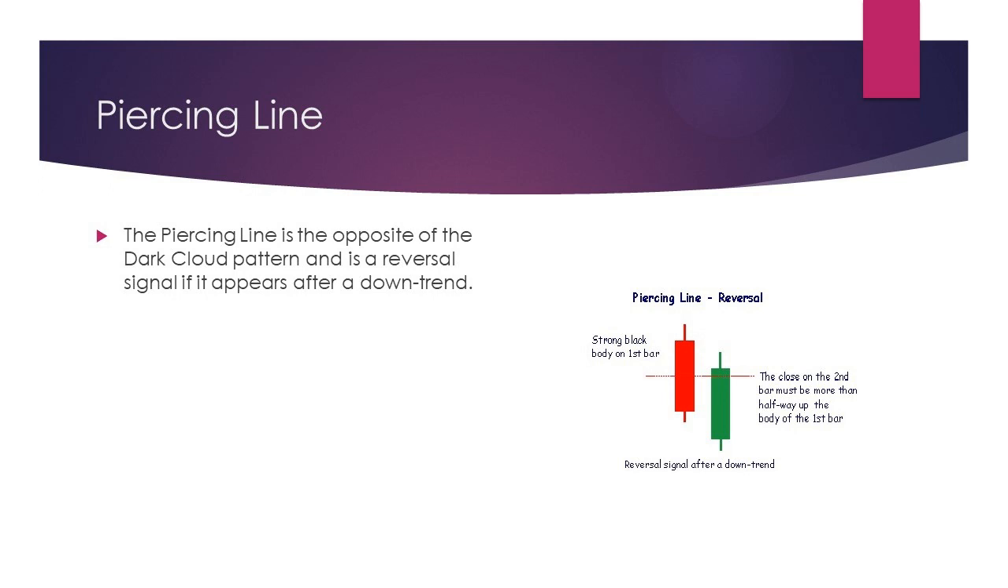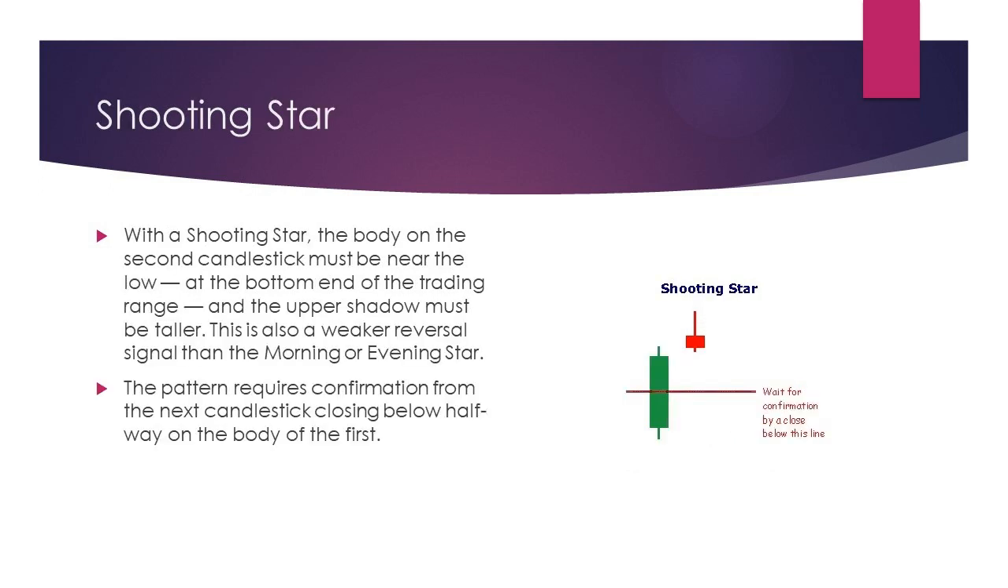Traders often look for additional confirmation signals, such as higher trading volume, other bullish reversal patterns, or the convergence of other technical indicators. Shooting star. With a shooting star, the body on the second candlestick must be near the low, at the bottom end of the trading range, and the upper shadow must be taller. This is also a weaker reversal signal than the morning or evening star.